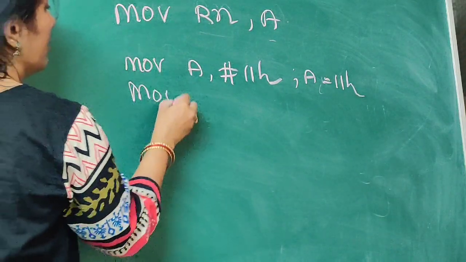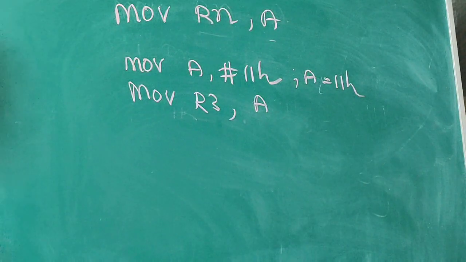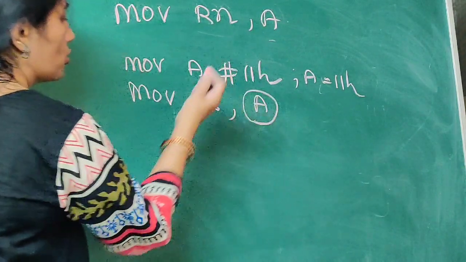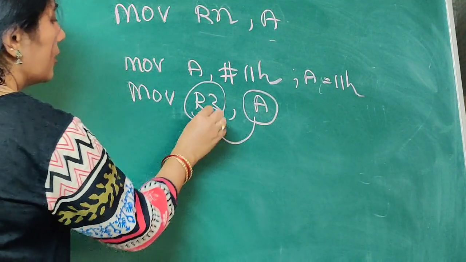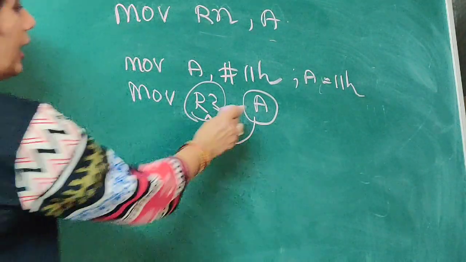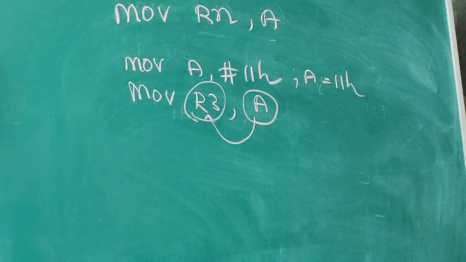Now if I write move R3 comma A, the accumulator is the source and R3 is the destination. The data in the accumulator, 11H, will be copied into the R3 register.